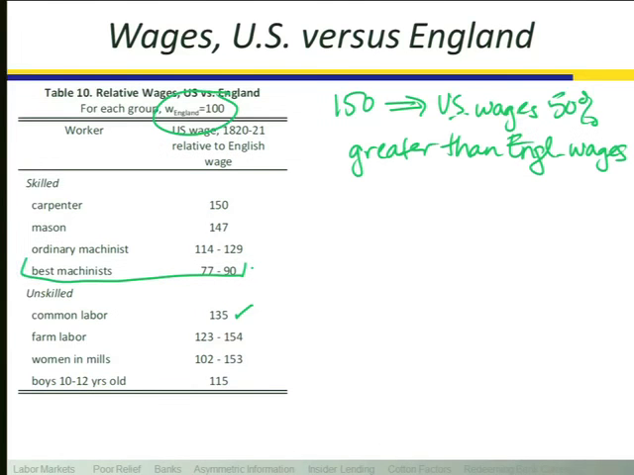One more table. Then one last thing. So this is a snapshot in time. This is a particular date. This is 1820 to 1821. So looking at wages in the United States and England, 1820 and 1821. Another question, I don't know if it's more interesting or not, is what happens to wages over time?